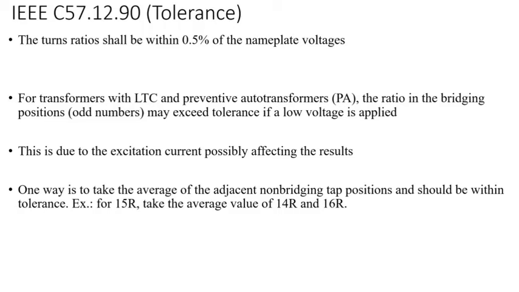So for the turns ratio tolerance, by IEEE C57.12.90, the ratio shall be within 0.5% of the nameplate voltages, because if you have taps, you're going to measure the turns ratio at each tap. For transformers with LTC, load tap changer, and preventive autotransformers, also known as PI, the ratio in the bridging positions, odd numbers basically, may exceed tolerance if a low voltage is applied. So that's something you want to keep in mind.